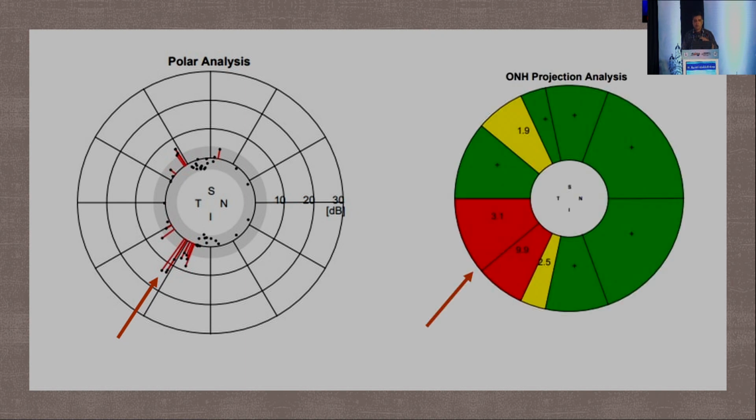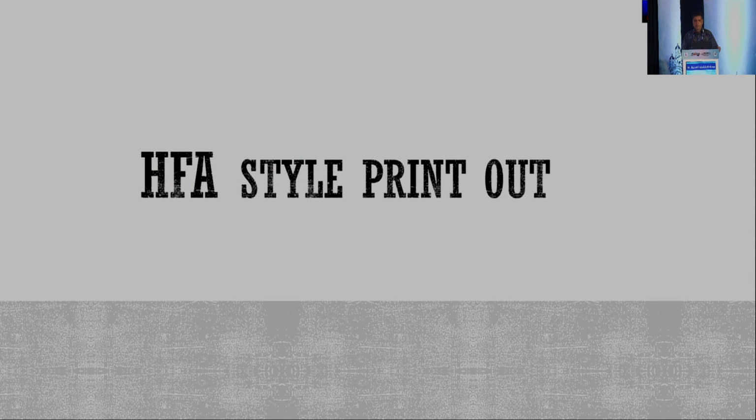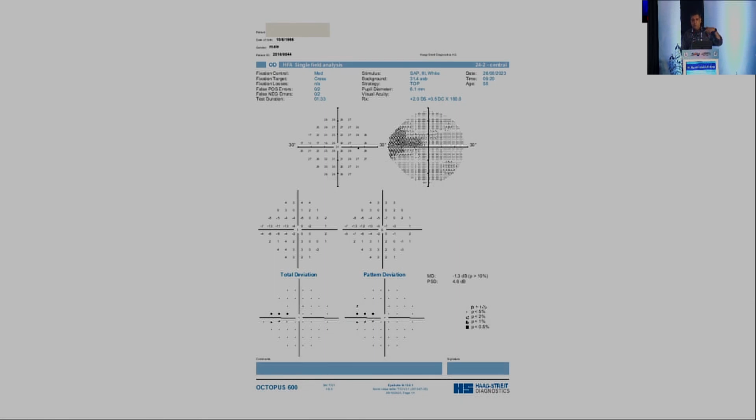The newer software also gives an ONH projection analysis through a single click on your computer, and that will also tell you that it's the infratemporal region. That is where you want to look for, and exactly that is where you find the defect. There's a large infratemporal defect. That is the beauty of the polar analysis. And the Octopus does have an HFA style printout also for easier transition. For people who want to transition to the Octopus, the same printout will be given in the HFA style.